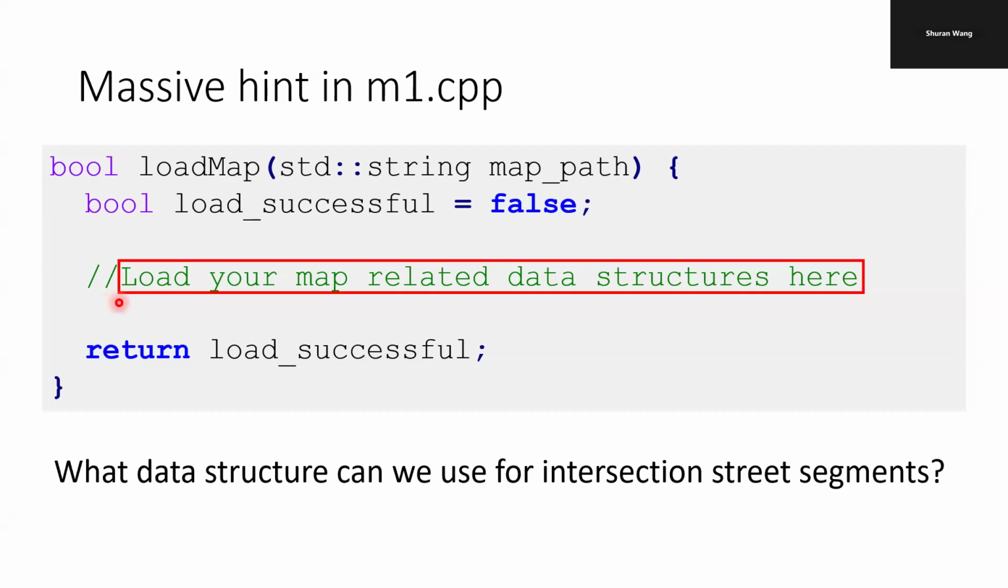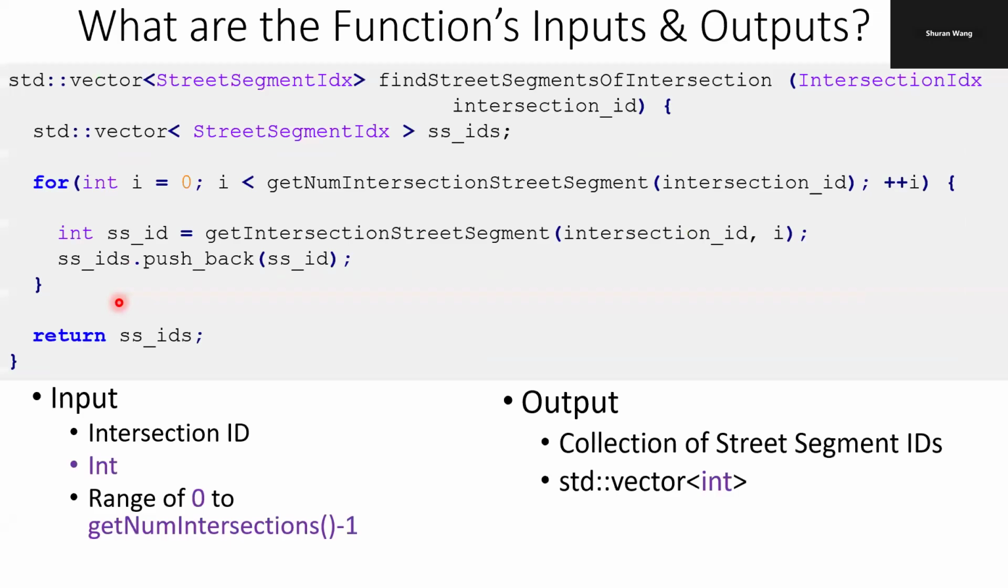What data structure can we use for the intersection street segments? We don't want to build the return vector inside that function now. We want to build it beforehand. So for the input, we're taking an intersection ID as an input. This is an int that is of a continuous range from 0 to number of intersections minus 1. The output is a vector of integers. That's the collection of street segment IDs.